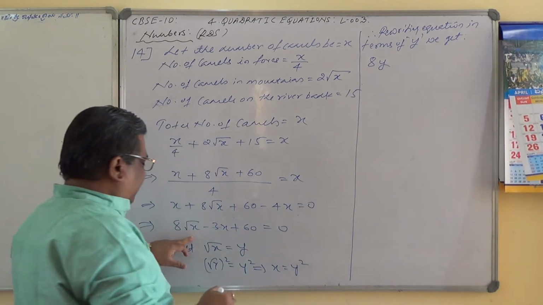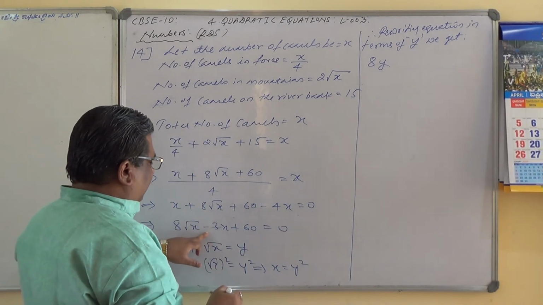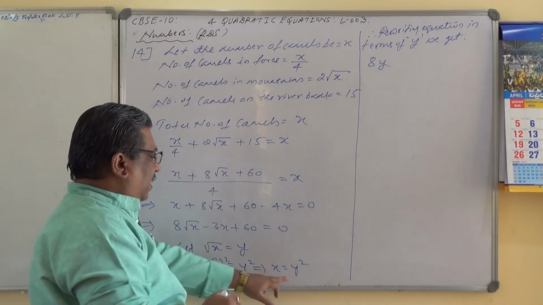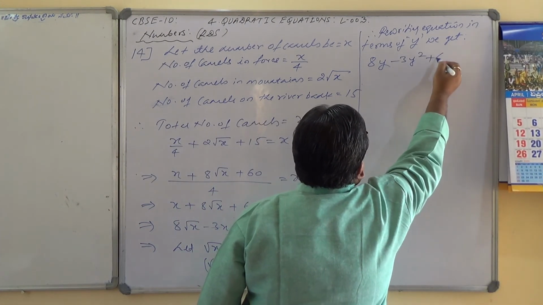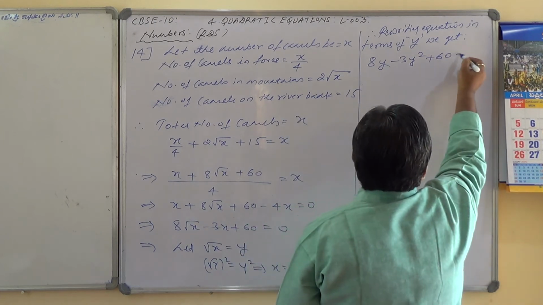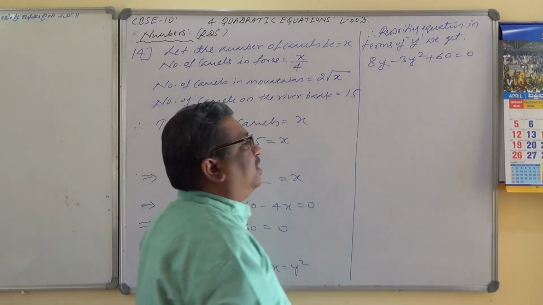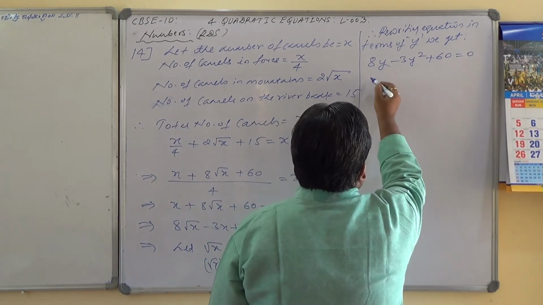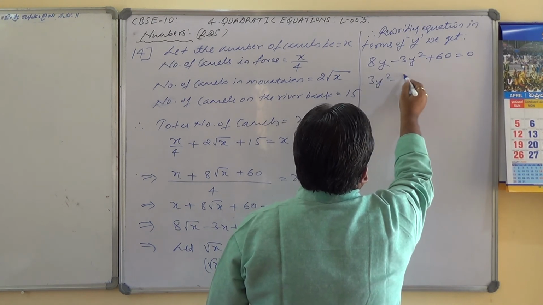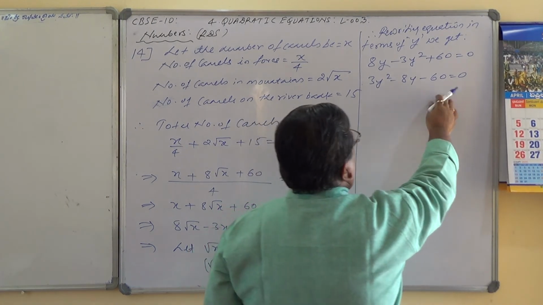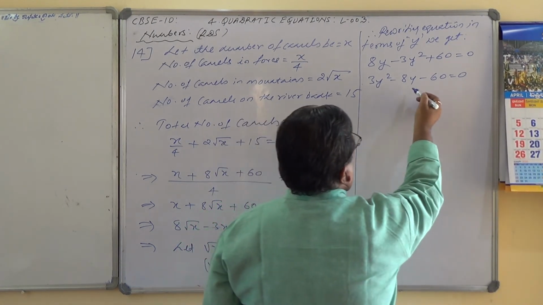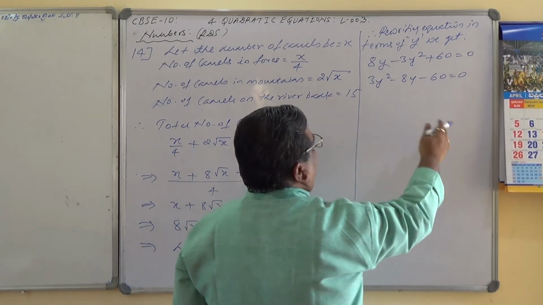8y, because root x is y, minus 3x minus 3y square plus 16 equals 0. Now I want y square positive, so transpose everything to that side. 3y square minus 8y minus 60 equals 0. So here, 3y square minus 8y minus 60. What should I get?